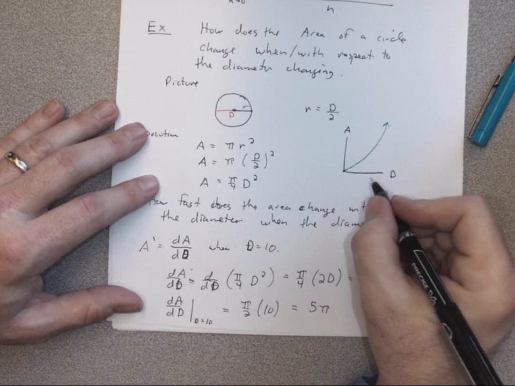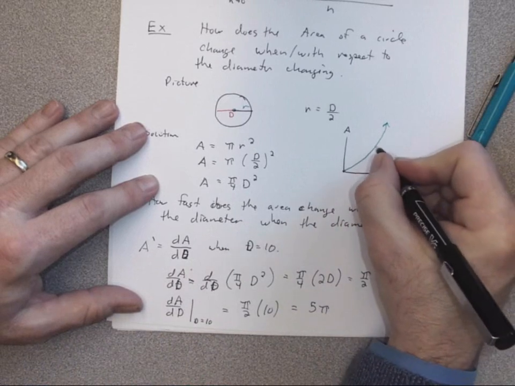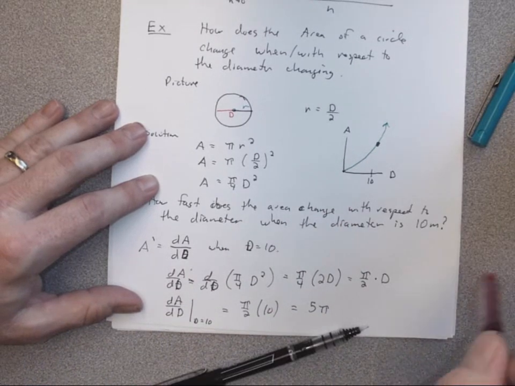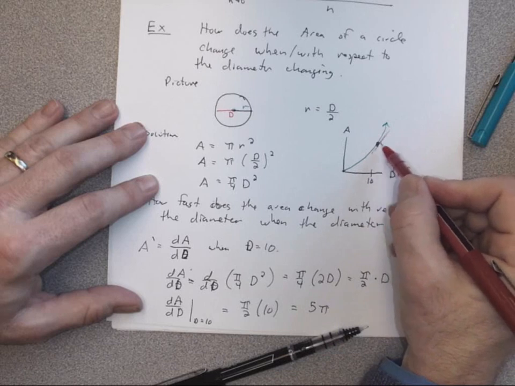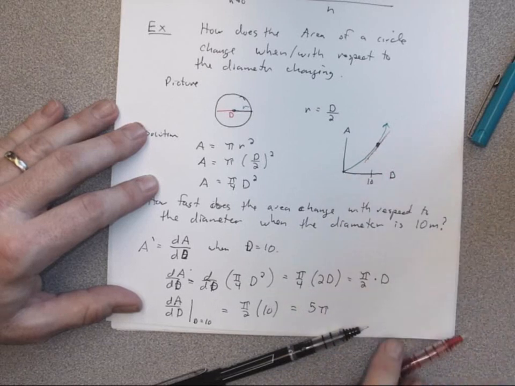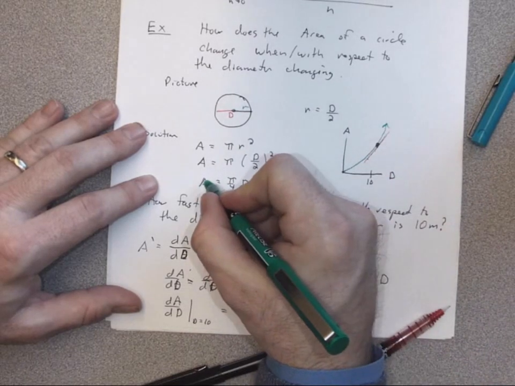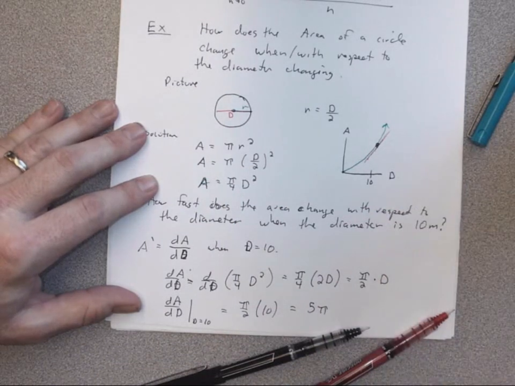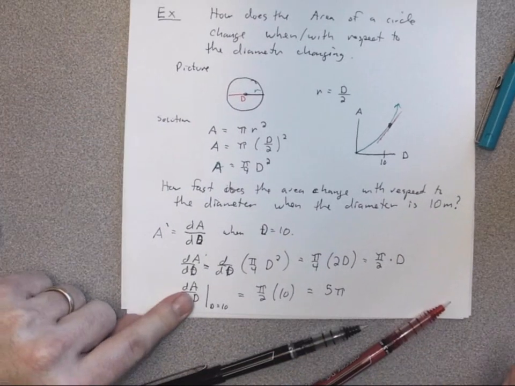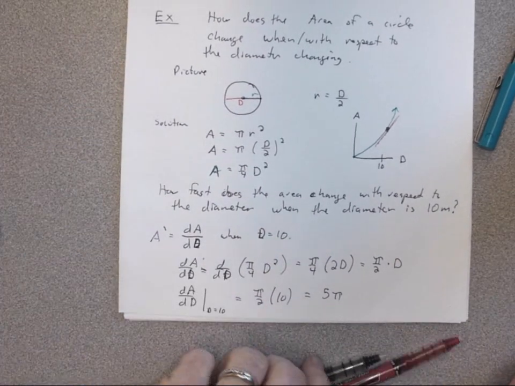So what they're asking for is that at 10 right here, they want to know the slope of this particular tangent line. Well, the slope of that tangent line says, find the derivative of this green function, and then plug in 10. So that's what we did. We found the derivative of the green function, and then we plugged in 10.